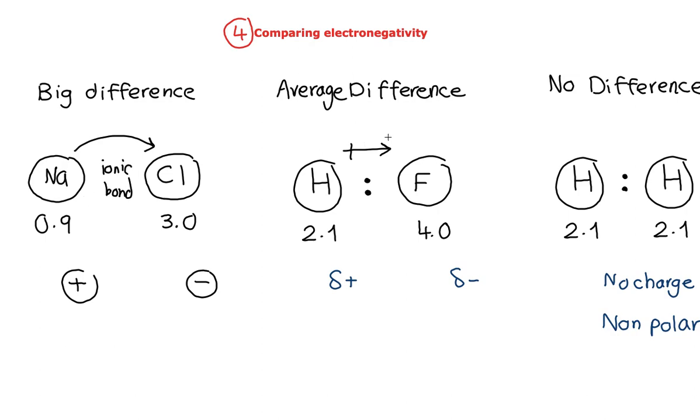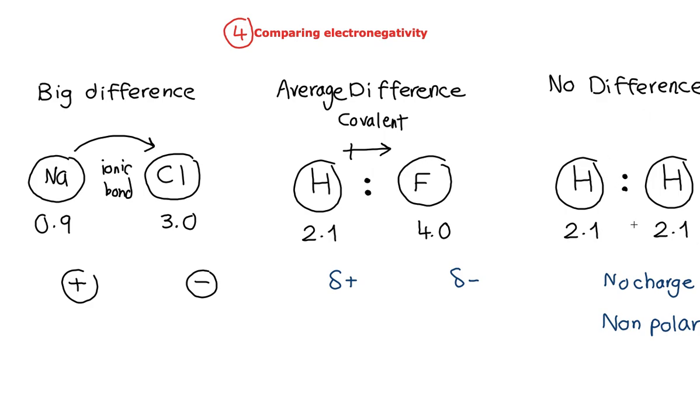While in covalent bonds, there are two types: if there is an average difference or there is no difference. The hydrogen and fluorine have an average difference. This is 4.0 and this is 2.1, kind of a big difference. So this is a covalent compound, and a covalent bond is formed where there is bigger attraction of the electrons from the fluorine more than the hydrogen.